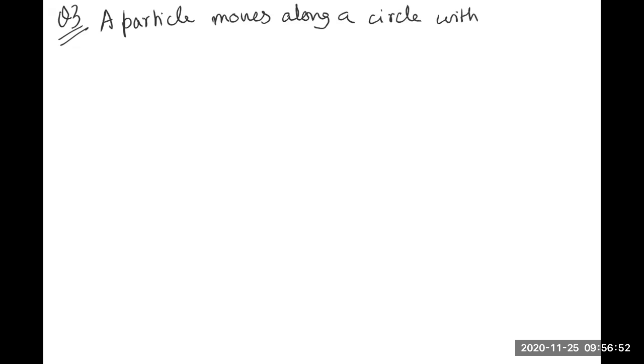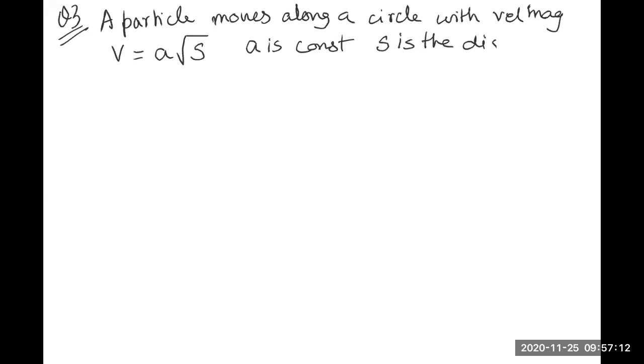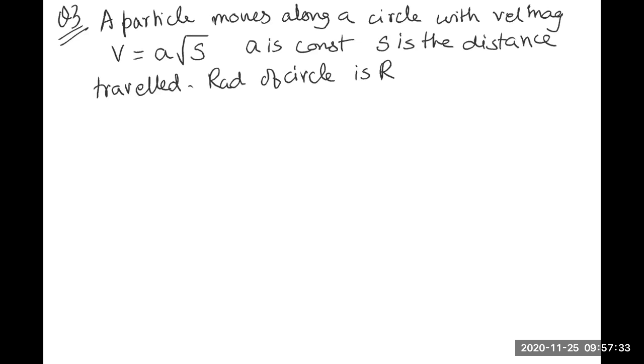So this question was asked, I think, by Radhika. So if a particle moves along a circle with speed, velocity magnitude, v is equal to a root s. A is a constant, s is the distance traveled. The radius of the circle is r. I think it was r. Was it r? What was it, Radhika?